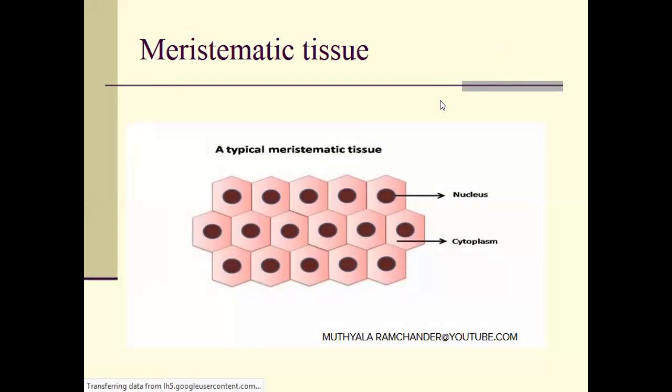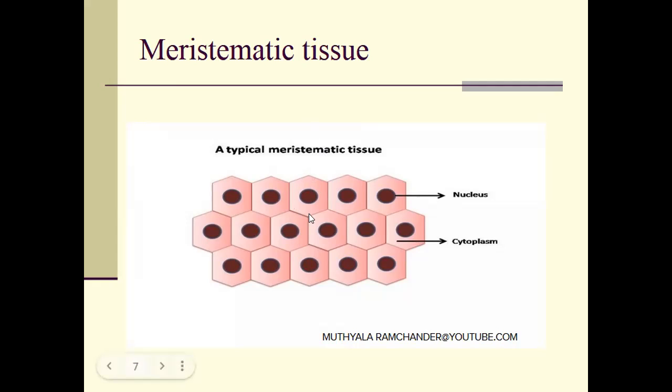Meristematic tissues. The meristematic tissues are called embryonal cells. The embryonal cells are also called meristematic tissues or juvenile cells. The meristematic tissues have only one specific character, that is, they continuously participate in division. They have only one function: continuous division.